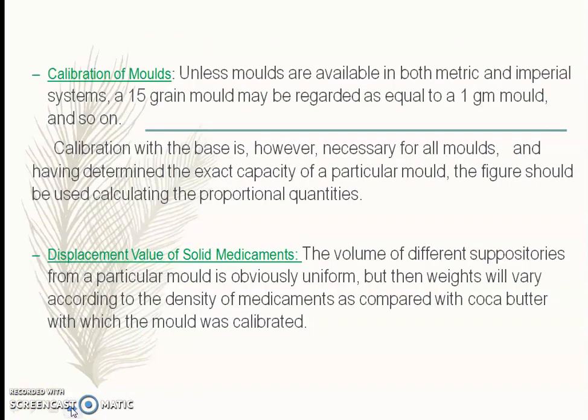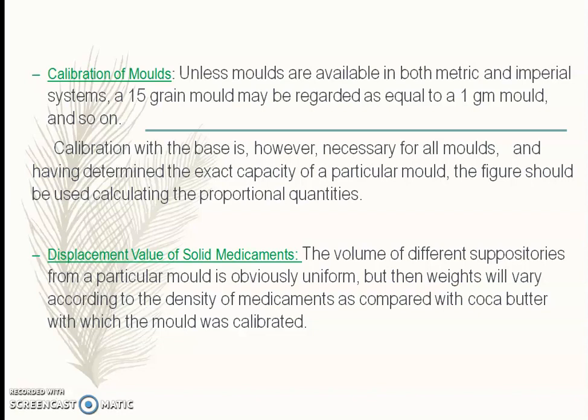Then, calibration of mold. Unless molds are available in both metric and imperial systems, a 15 grain mold may be regarded as equal to a 1 gram mold and so on. Calibration with the base is however necessary for all molds to determine the exact capacity of a particular mold. This figure should be used for calculating the proportional quantity.